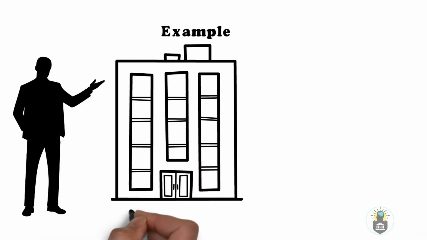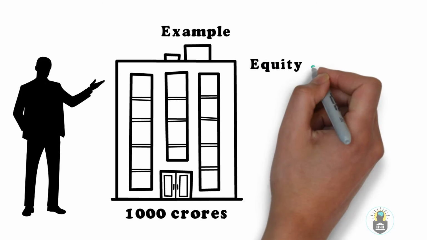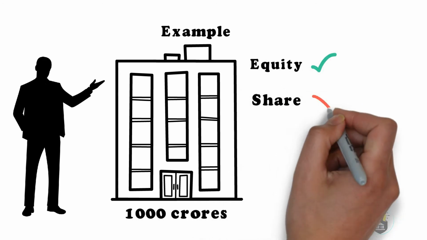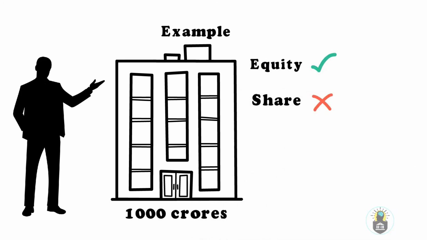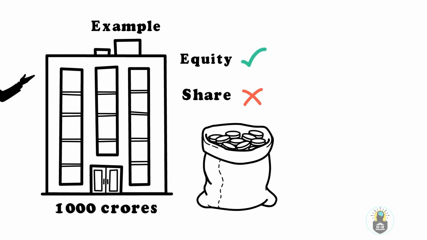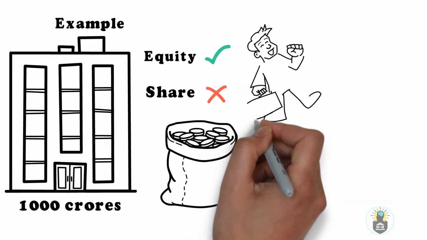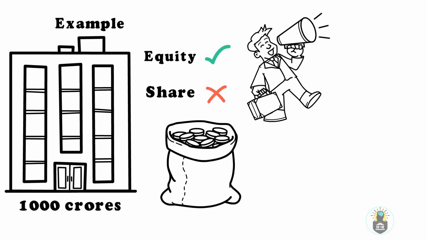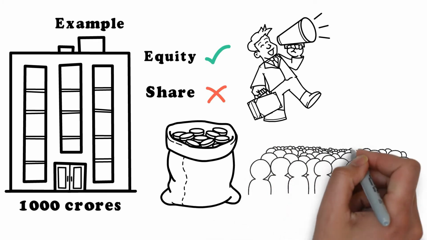For example, if I own a company worth 1000 crores, since I own it, it is my equity but not the share. If I don't have sufficient money right now and I need 1 more crore to run the business, then I may raise money from the public.